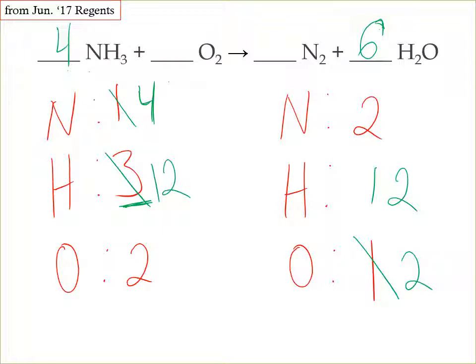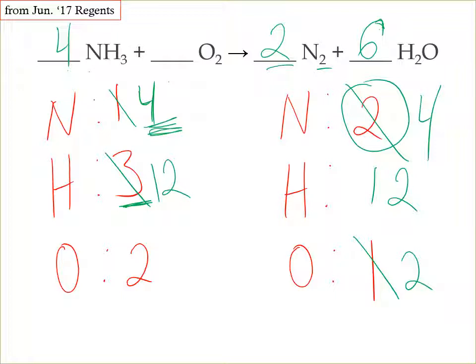We have 4 nitrogens on the left and only 2 nitrogens on the right. So to make these 2 nitrogens look like the 4 over here, I'm going to multiply everything by 2. I'm going to write 2 right there. And that should now give me 2 times 2 is 4 nitrogens on the right, just like the 4 nitrogens on the left. Everything looks pretty good.